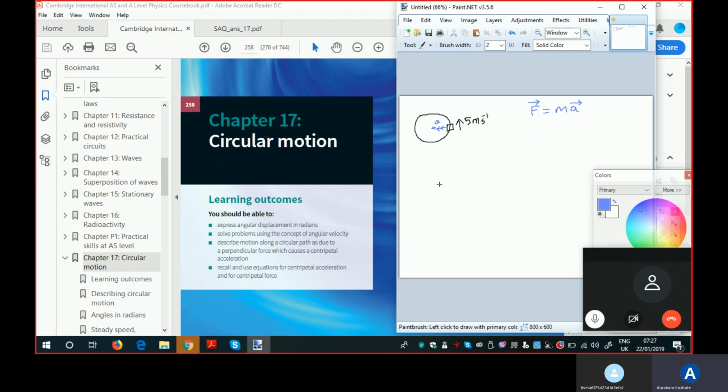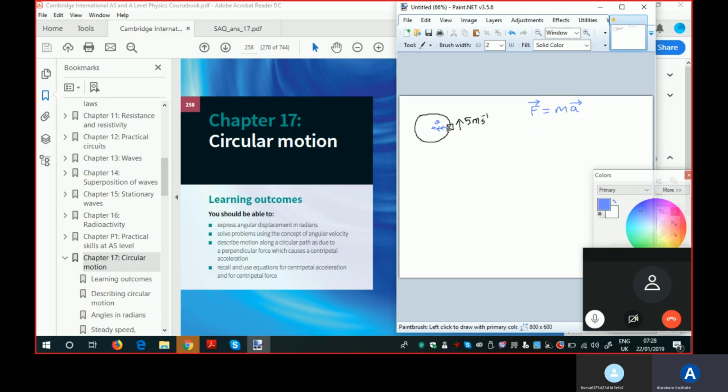So let's say you can think of this as an atom, and here we have the nucleus. The protons are in the nucleus, and here we have an electron which is orbiting the nucleus. Say for example a hydrogen atom, you have one proton and one electron. Now there is a force of attraction between these two particles, and that causes the electron to move in a circle. The force of attraction is an electrostatic force of attraction.